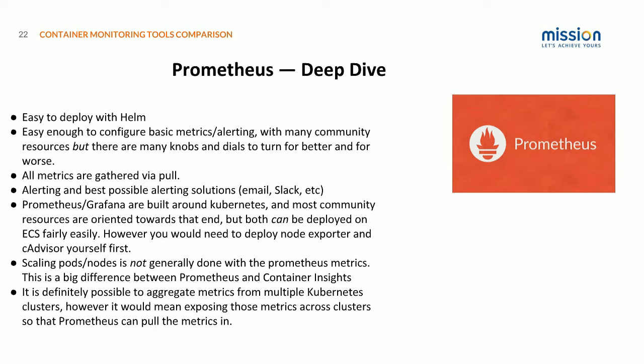And then another important difference versus what Jake talked about is that scaling nodes or pods is generally not done based on Prometheus metrics. For pods, it's the horizontal pod autoscaler in Kubernetes, and for nodes, it's the cluster autoscaler. We talked briefly about how you could potentially scale nodes in your EKS cluster based on CloudWatch metrics of some other AWS service. With Prometheus and Grafana, that's not really a use case that would be super easy to configure.